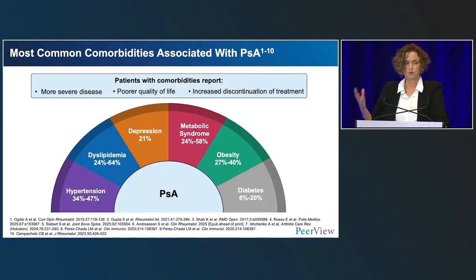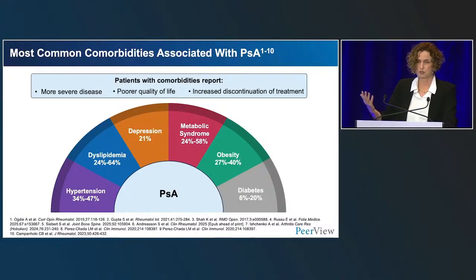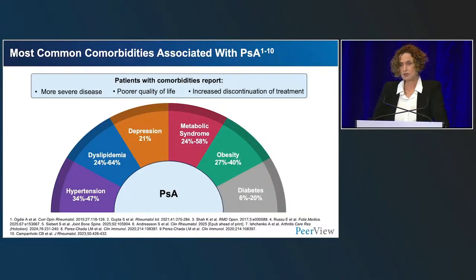We also know that these comorbidities add to the burden of the skin and the joint disease, and that it increases chances of failing treatment, whether this is because of poor efficacy or because of increased side effects. Now, obesity is one of the common comorbidities. Up to 40% of the patients with PsA have obesity, and many more have overweight. So most of the patients have either overweight or obesity, and with obesity there are many related comorbidities such as diabetes, dyslipidemia, hypertension, cardiovascular risk, and many others.